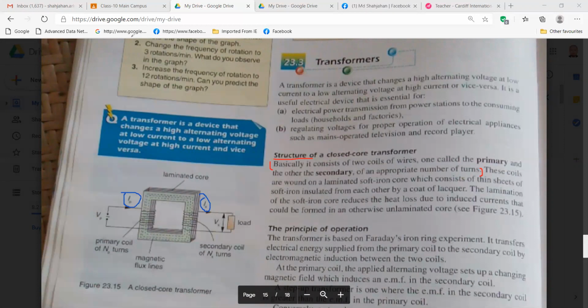If you are done with this, then you write this part. Uses of transformer. These two points you write, A and B.